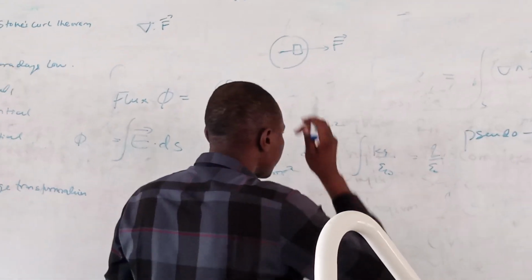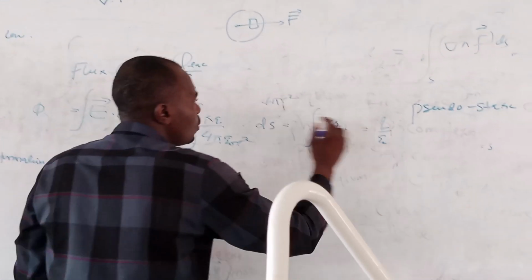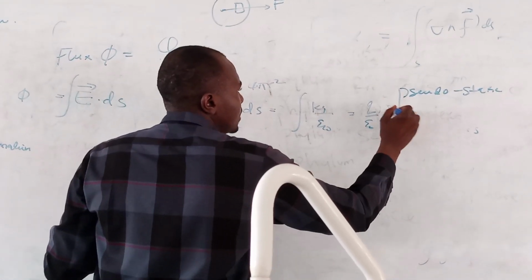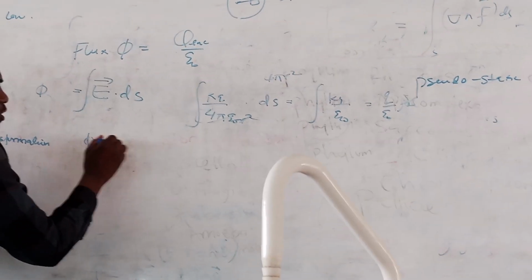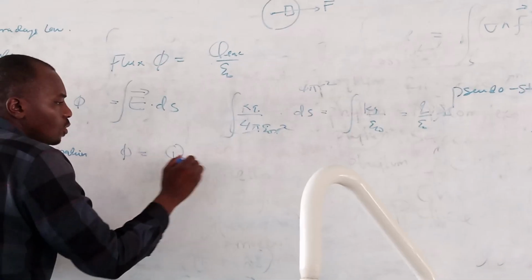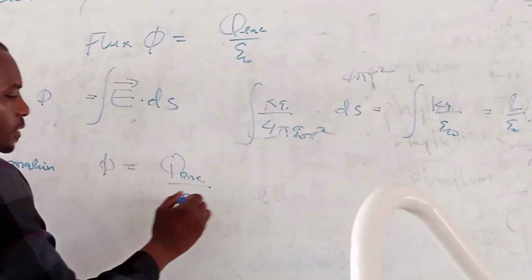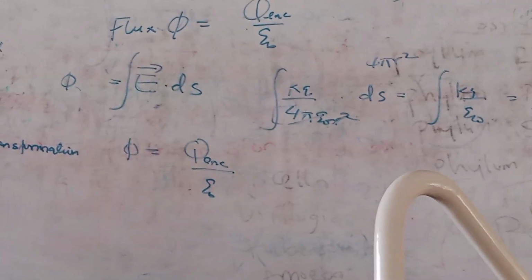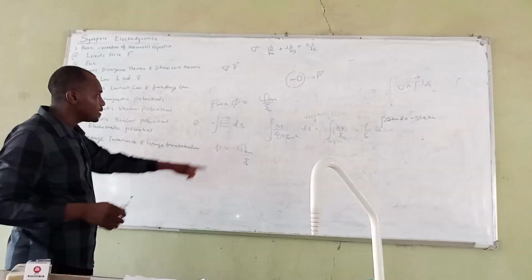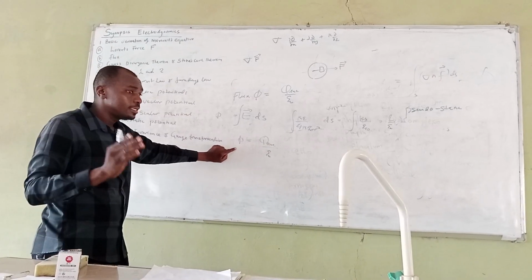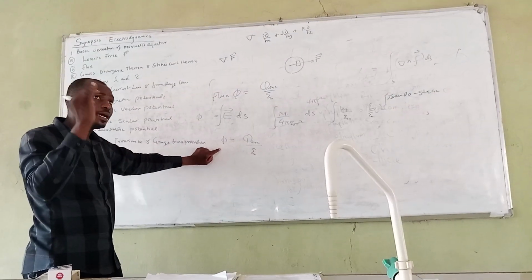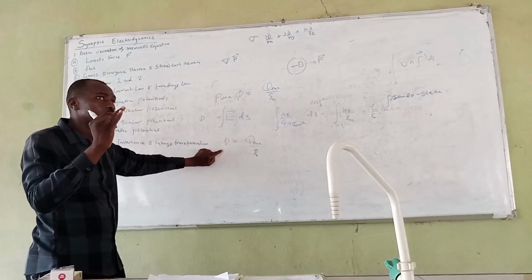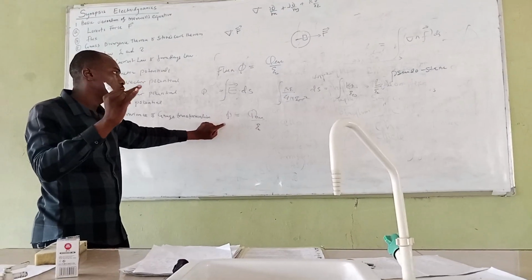I hope it's clear. The integral will go with the s, so that your flux is nothing but charge enclosed all over the permittivity of free space. So this is known as Gauss's first law. But the major thing here is for you to know how to write Gauss's first law in integral form and in point or differential form. So let us go into Gauss's law in integral form.